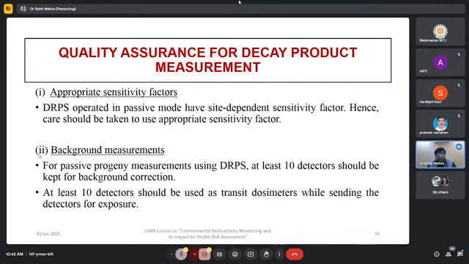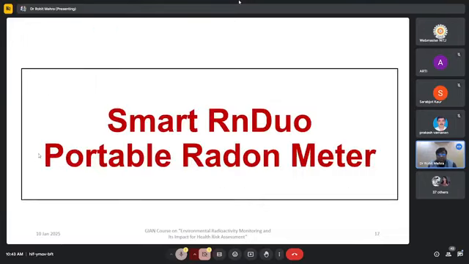And then for background measurement, you should place at least 10 to 20 detectors, so that you can always remove the background from the actual measurement. So that is also important.